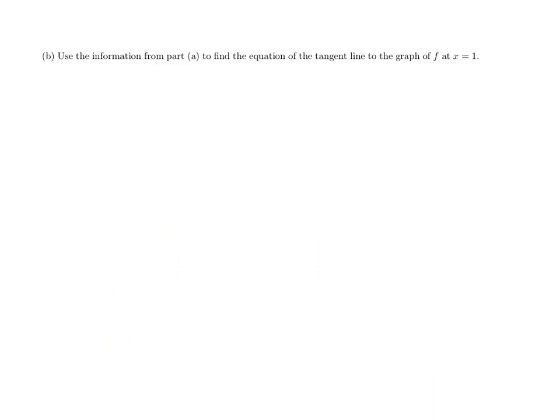Using the information from part A, I'd like to find the equation of the tangent line to the graph of f at x is equal to 1. So you can use two different formulas for the equation of a line. You can use y is equal to mx plus b, or if you prefer, you could also use y minus y1 is equal to m times x minus x1. It does not matter which one you use, they both will give you the same answer.